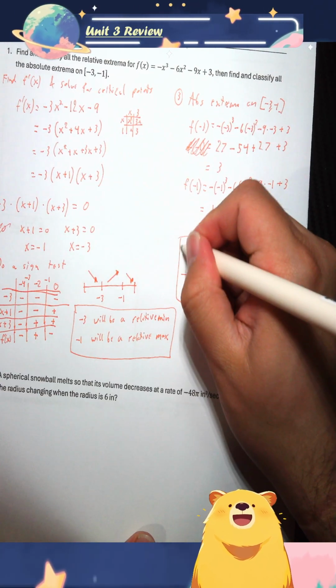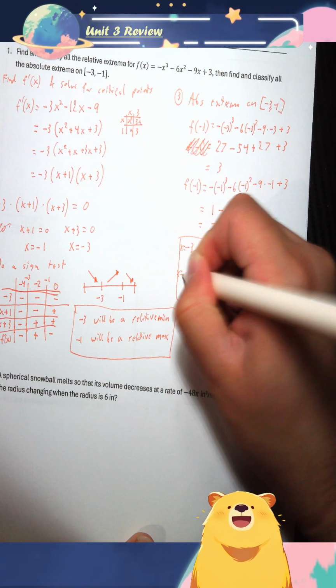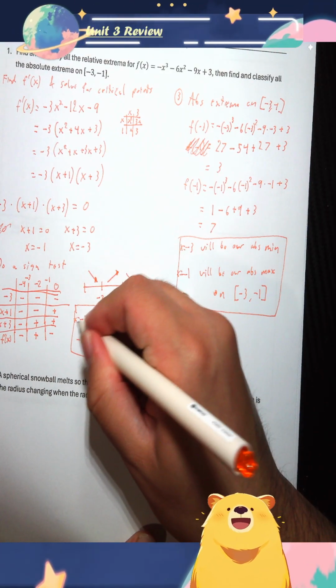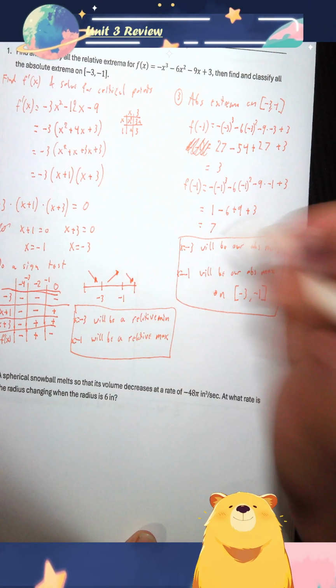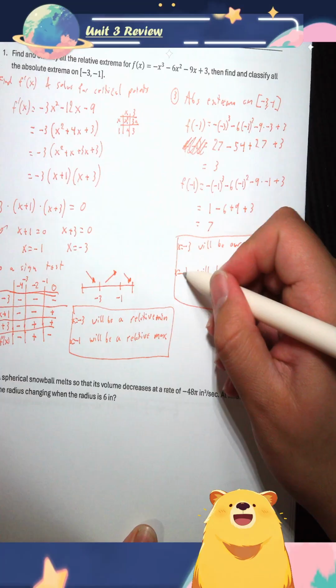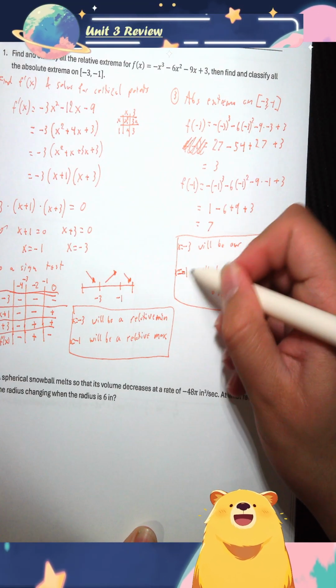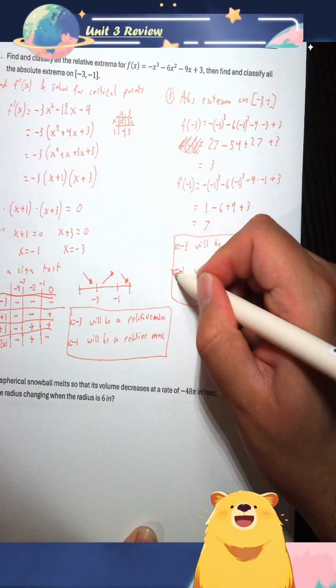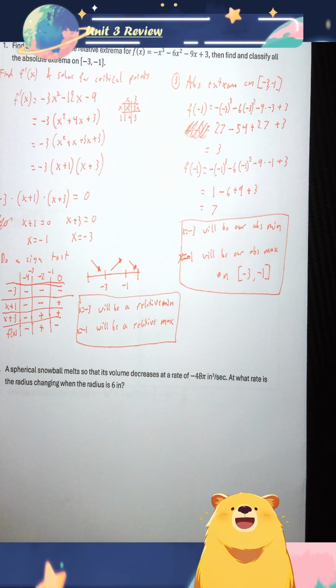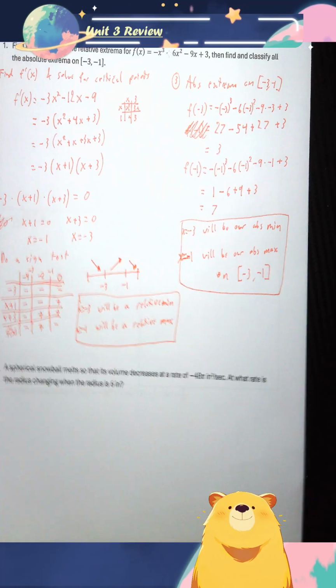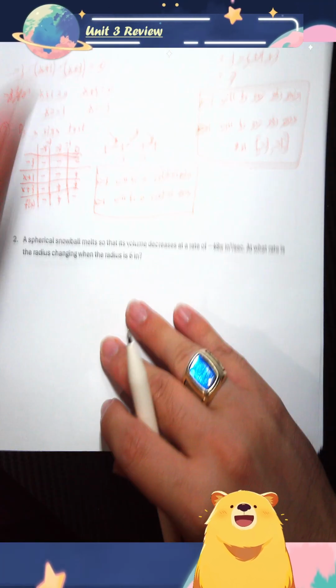Actually, I should say x is equal to -1, because it almost reads like I'm saying that the highest value will be -1, and that's technically not true. We found that the highest value is actually 7, but x is -1. That's where the highest value is. Okay, all right. Let's move on to number 2.